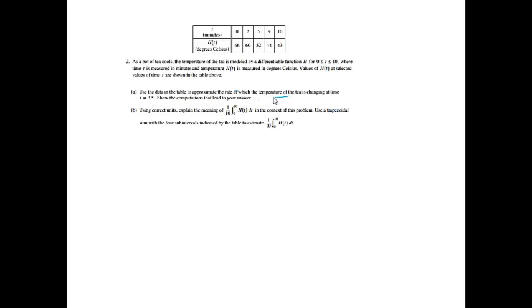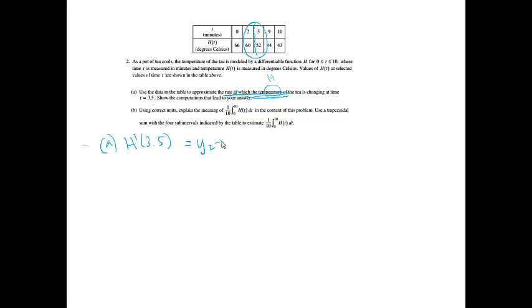Okay, it says find the rate at which the temperature of the tea is changing. The temperature of the tea is h, so if I'm finding the rate of change of the temperature, I'm actually looking for h prime, and I'm trying to find it at 3.5. I noticed that 3.5 would be somewhere between the 2 and the 5, so I'm going to use these values to help me find the derivative or the slope.